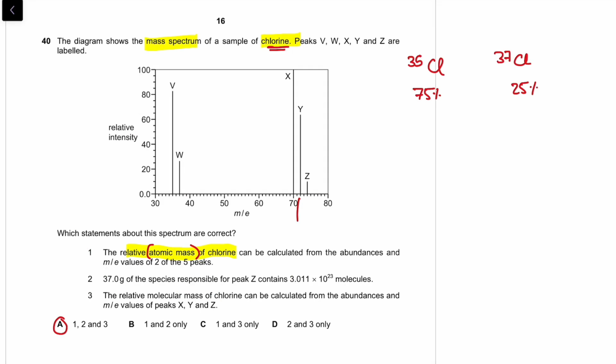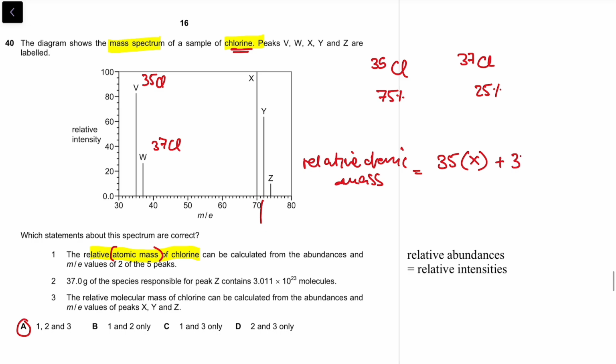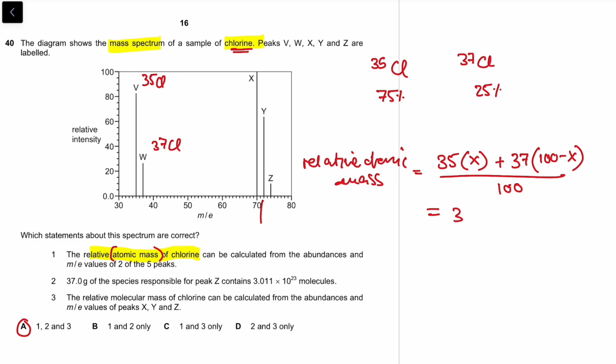So to add, because I feel like I haven't clarified enough, to calculate the relative atomic mass, all you do is you do 35 times the percentage abundance plus 37 times the percentage abundance over 100, and that would give you your relative atomic mass, which should result in 35.5.